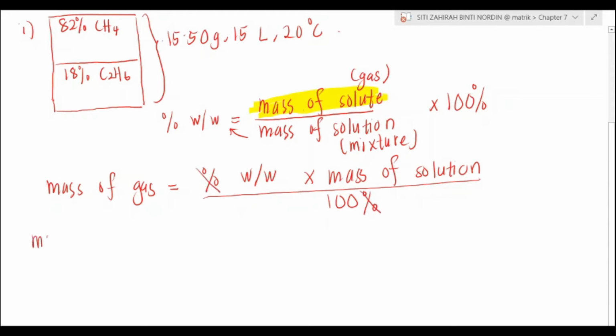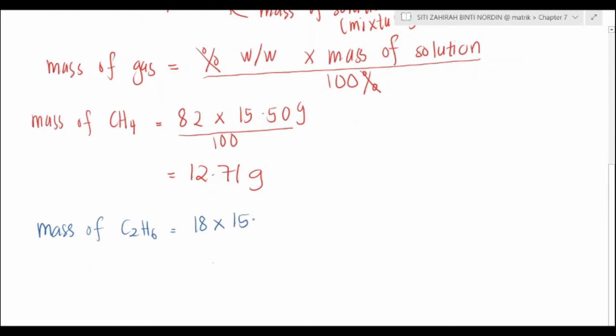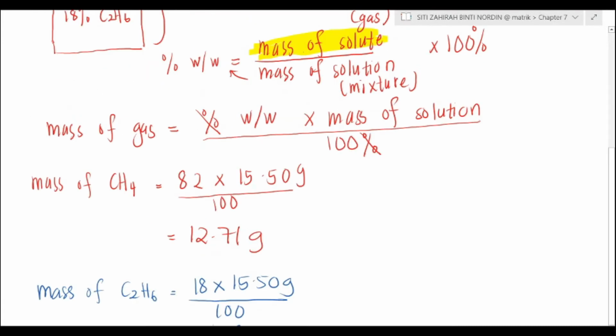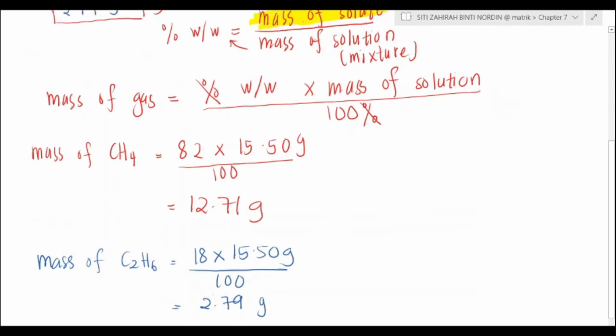So now you can find your mass of CH4, which is 82 times 15.50 divided by 100. The mass of CH4 would be 12.71 gram. For the mass of C2H6, that would be 18 times 15.50 gram divided by 100, 2.79 gram. So now put your respective mass into your beaker. So this would be 12.71 gram and ethane would be 2.79 gram. Sorry, 2.79, yep, that's right.